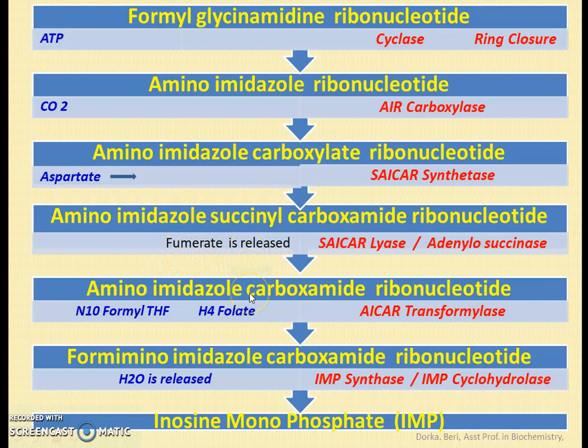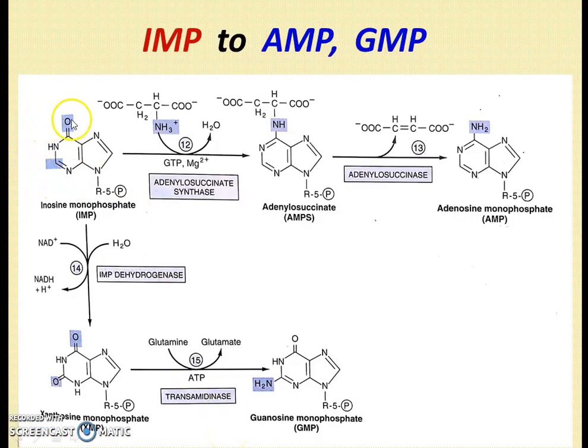After this, it is converted to this molecule. After adding a formyl group, it is converted to formamidoimidazole carboxamide ribonucleotide, which is later converted in the last step. The ring is closed, forming inosine monophosphate. And inosine monophosphate is the basic molecule, as I told you. It is used for the synthesis of both AMP as well as GMP.